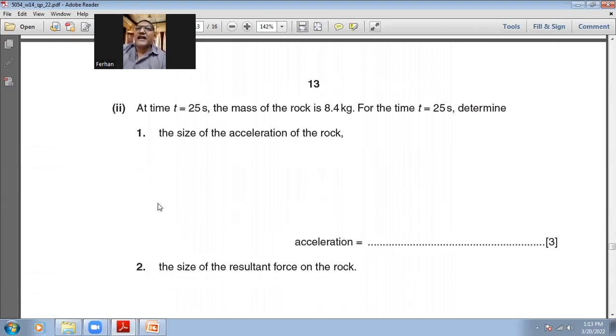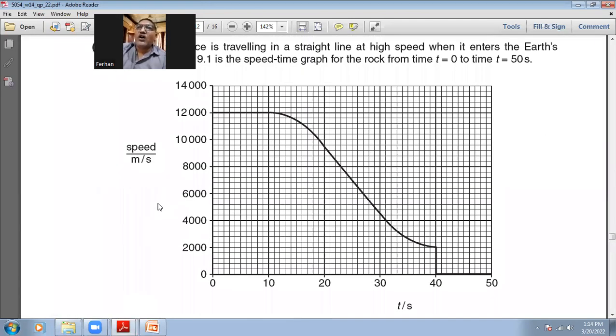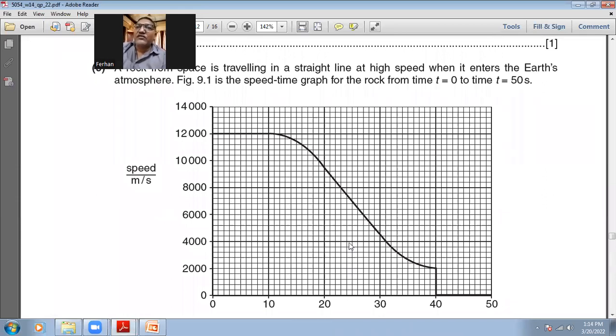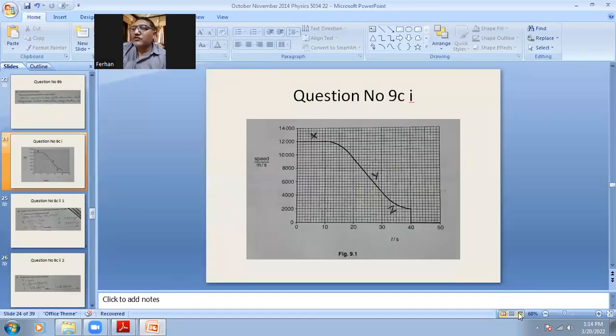Then he says at the time t = 25 seconds, the mass of the rock is 8.4 kg. For the time t = 25 seconds, determine the size of the acceleration of the rock. Okay, so at time t = 25, it will be here. Time 25 is here. You see, from here to here, it's a straight line. So I will find the gradient of this straight line, and that will be equal to the value of the deceleration, or you can say acceleration. So let me show you.